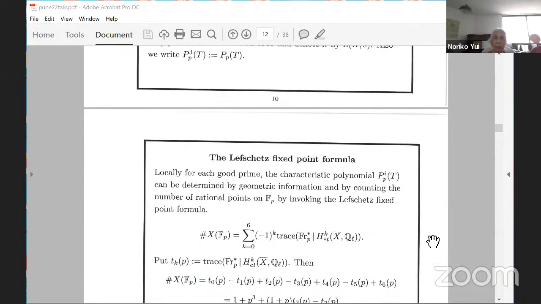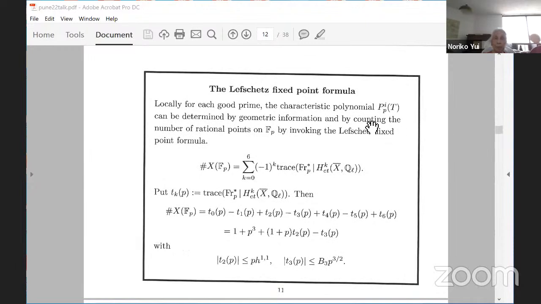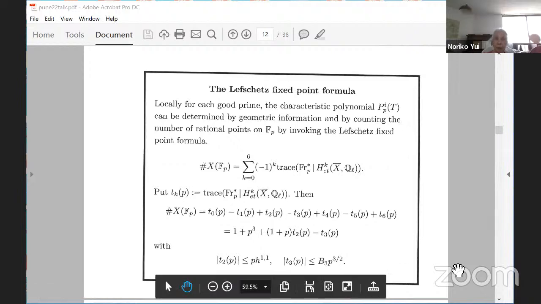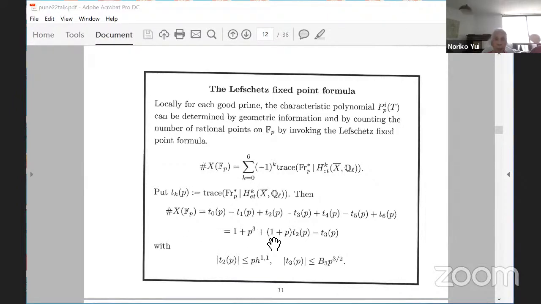Okay. And also, we have this Lefschetz fixed point formula, because to describe this characteristic polynomial, we'll introduce the trace of the Frobenius. Then the number of rational points will be expressed in terms of this formula. This is the Lefschetz fixed point formula. And we use this formula for computational purposes because we want to determine the characteristic polynomial by bounding these traces. So the number of rational points is 1 plus P cubed plus (1 plus P) T2P, T3P, because T0P is 1, T6P is P cubed, T1 is 0, T5 is 0 for Calabi-Yaus. And T4 is P times T2P. So only two unknowns, T2 and T3.